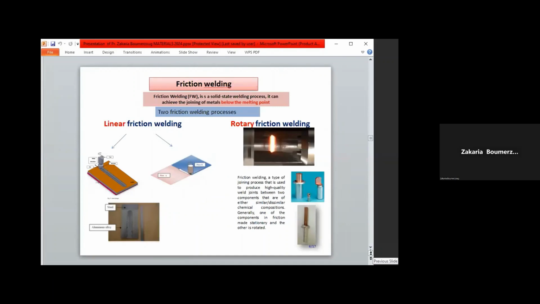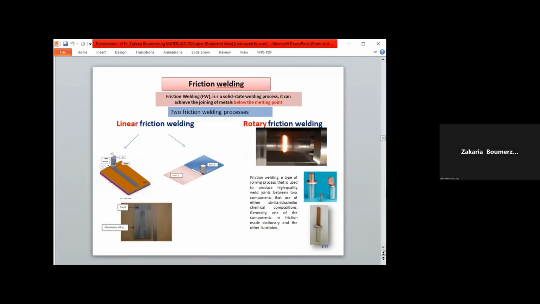the friction welding. Friction welding is a solid state welding process. It can achieve the joining of metals below the melting point. It means there is no fusion of metal. In general, there are two types of friction welding processes: linear friction welding and rotary friction welding.